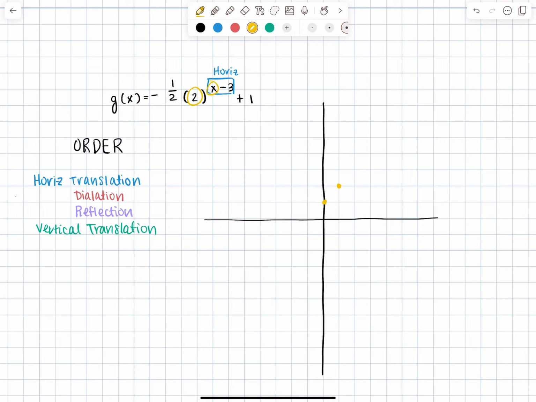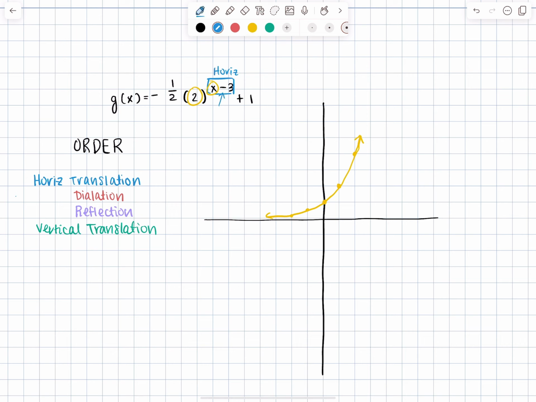kind of like this. 2, 4. Okay, this is good. So this is your parent function for the exponential graph. Now we have to deal with the horizontal.